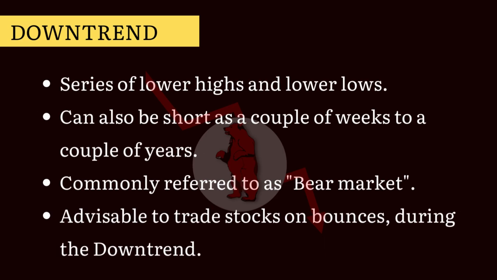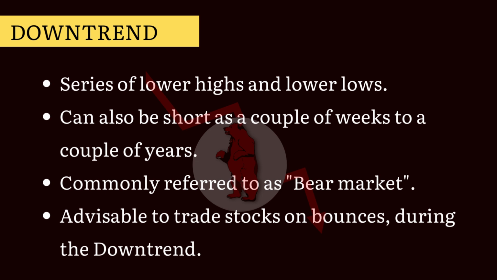Next, we have the downtrend, which is the opposite of an uptrend. A downtrend is a series of lower highs and lower lows. That means during a downtrend the price moves lower and penetrates the previous low, forming a lower low, and making a new high that will always be lower than the previous high, forming a lower high.